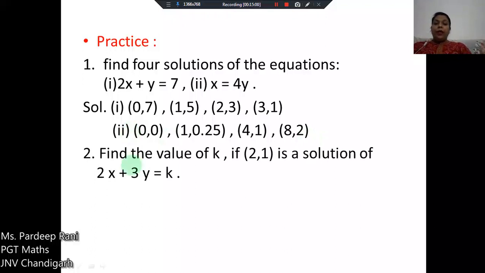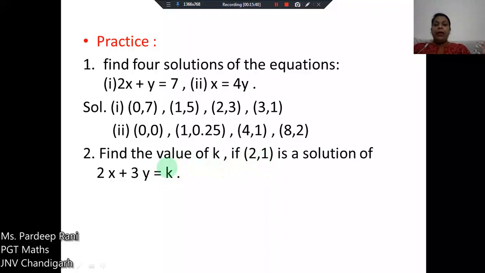This is another type of question based on solution of a linear equation in two variables. You have to find the value of the missing quantity, that is k, if (2, 1) is a solution of the equation 2x plus 3y is equal to k. In the earlier question, we were given the situation and we had to find the missing values of the variable. Now we are given the solution of this equation, meaning we are given the values of the variables and we have to find the constant quantity on the right hand side.